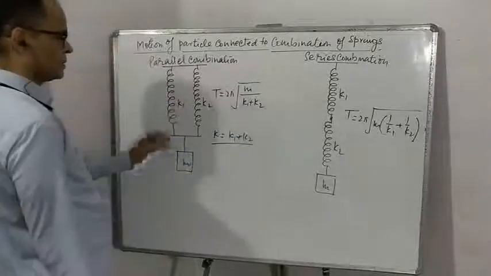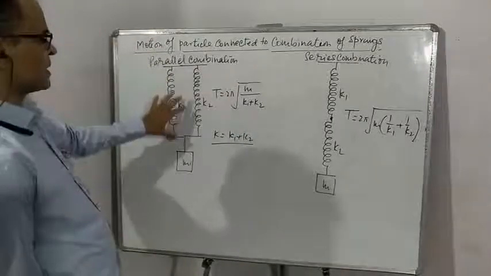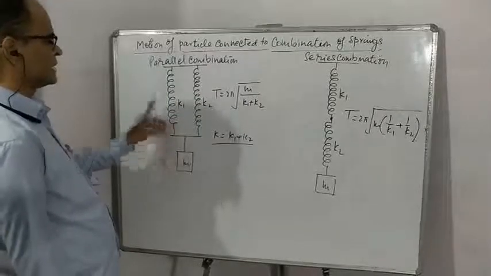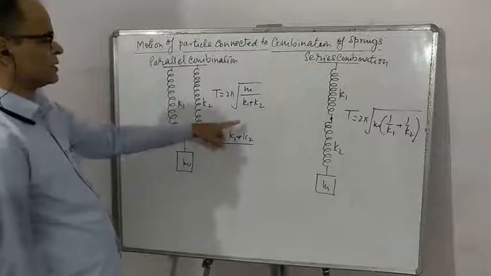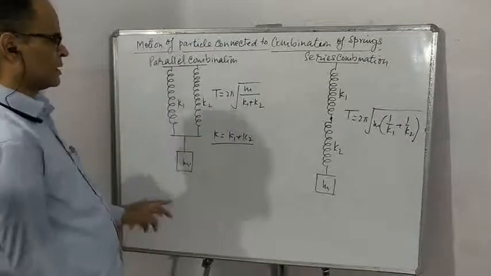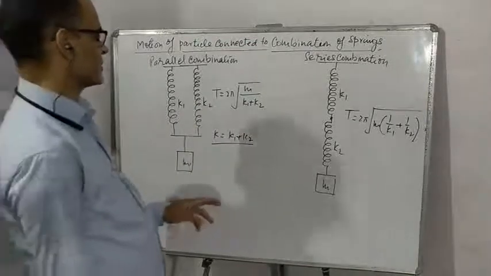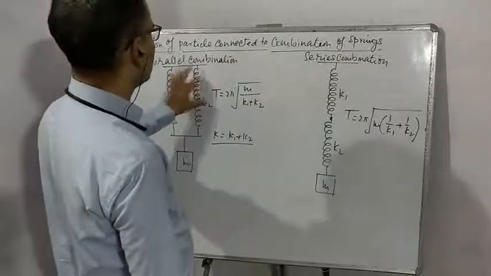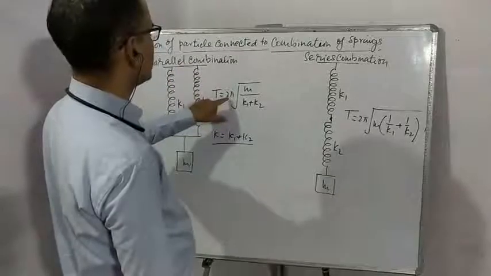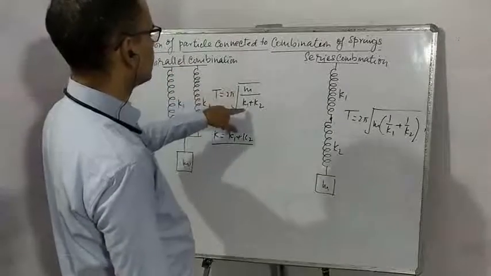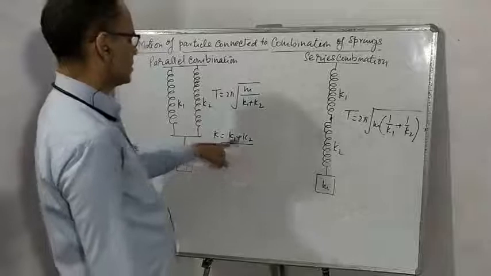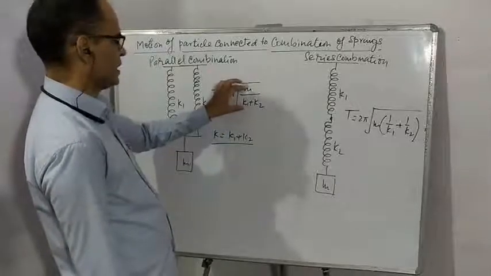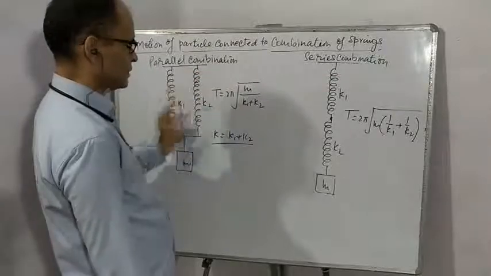This is equivalent, meaning if these two springs are replaced by a single spring for the same purpose, then that single spring should have this force constant. You have just seen that the time period is given by 2 pi under root m by k, and here k is equal to k1 plus k2. So this value is put here, and this is the time period for this combination.